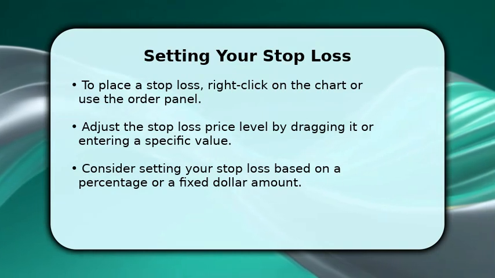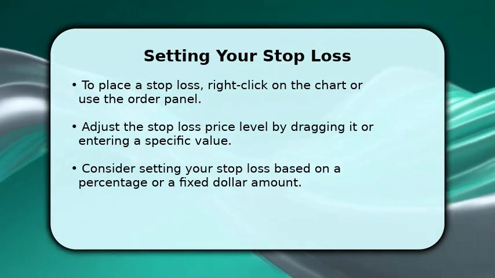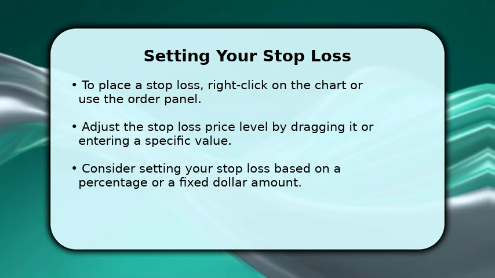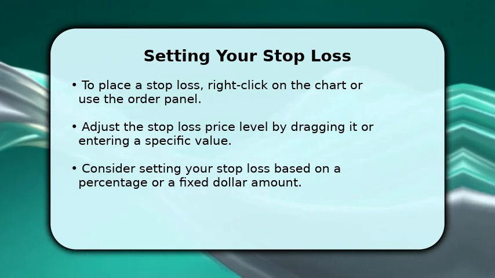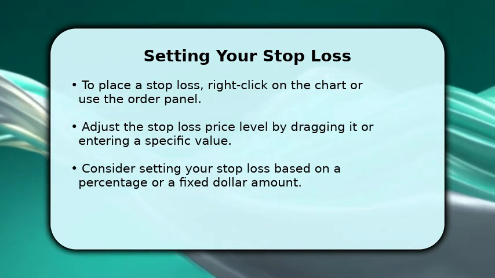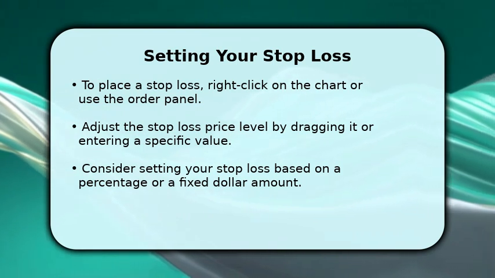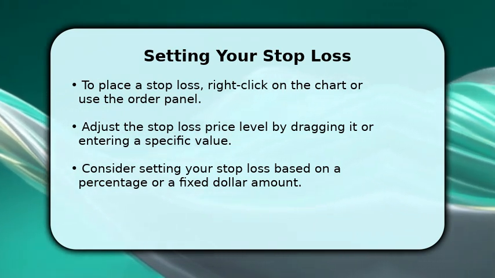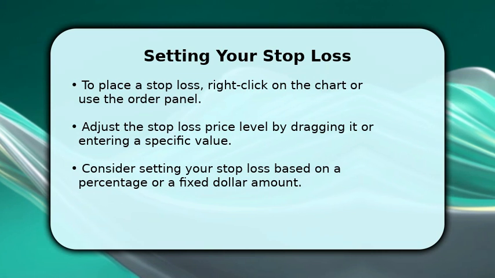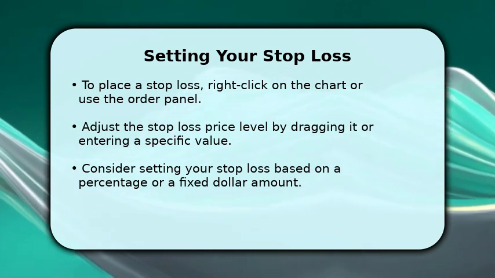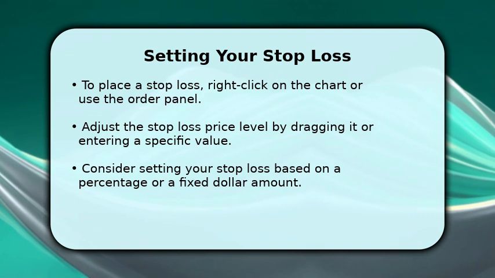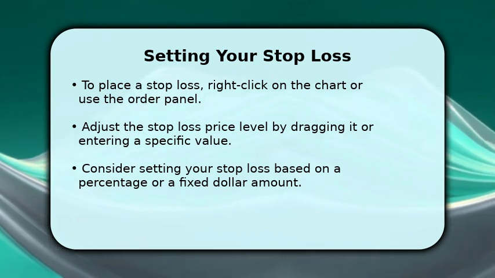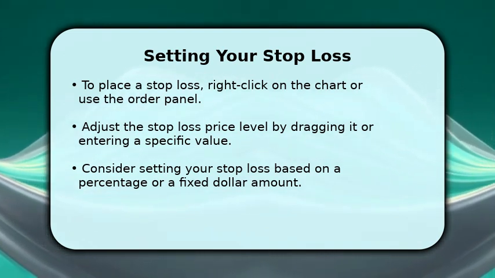Setting a stop loss on TradingView is straightforward. You can easily place one by right-clicking directly on your chart after opening a position, or by using the order panel. Once placed, you can drag the stop loss line to your desired price level or manually input a precise value. Many traders use a 2% risk rule, for example, to determine their stop loss.